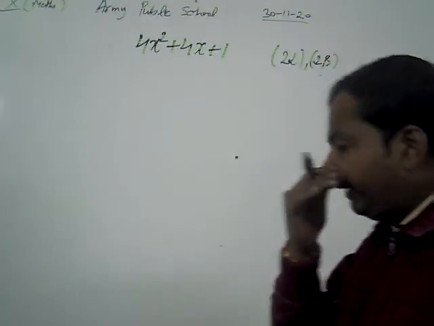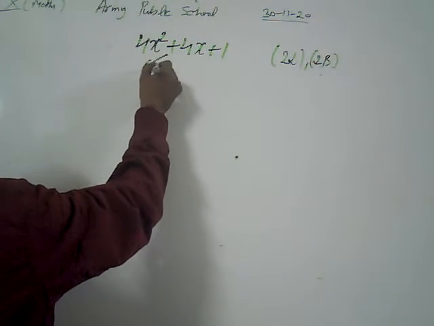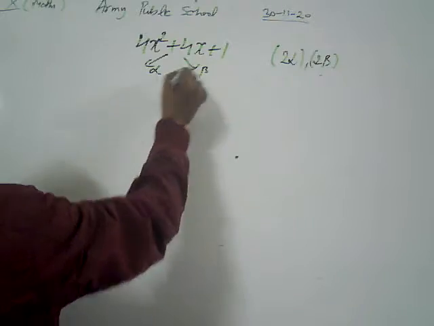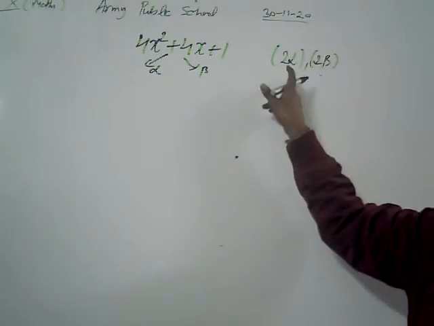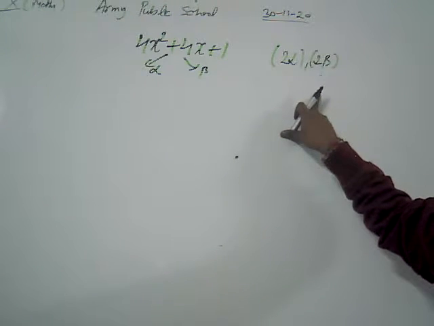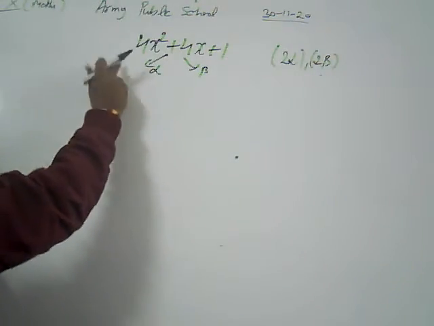Look, if alpha and beta are the zeros of the polynomial, we have to form a quadratic polynomial whose zeros are 2 alpha and 2 beta. What we have to do? First of all, we have to find out the values of alpha and beta from this equation.